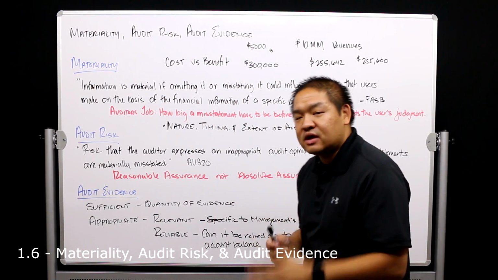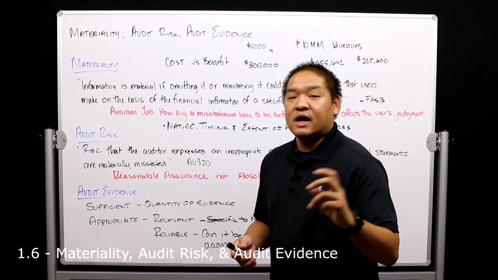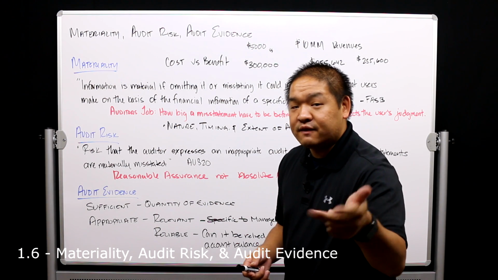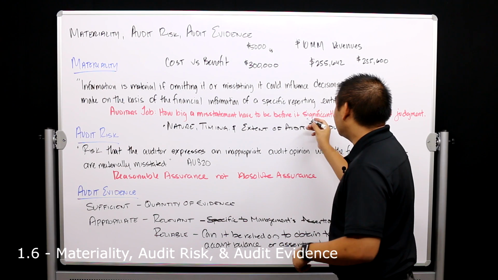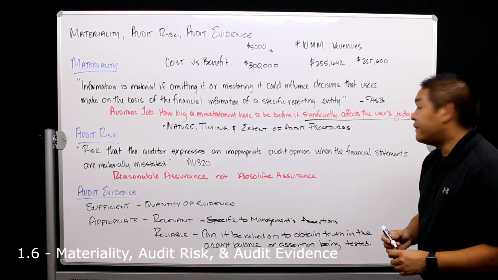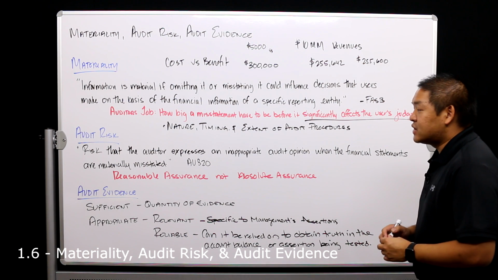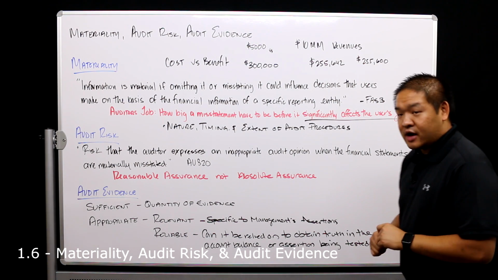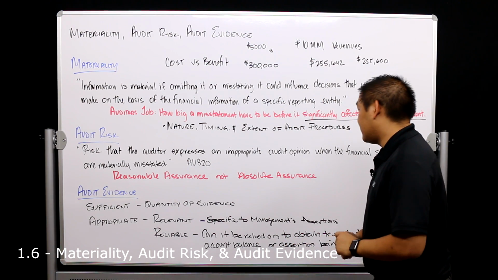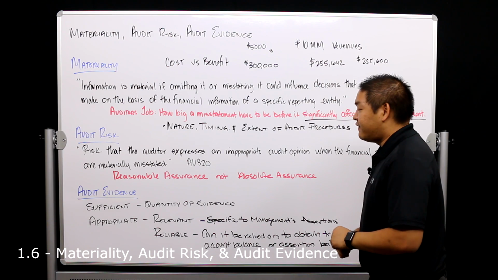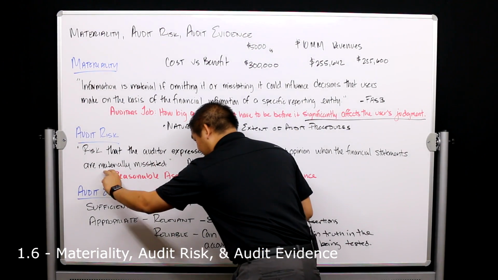And so these are the three things we have to think about. Materiality: how material is something? Think about the $100 for the college student versus the $100 for the millionaire. One would make a difference more than the other. That has to do with whether or not it would significantly affect the user's judgment in whatever decision they're trying to make. Secondly, we talked about audit risk, the risk that the auditor is going to give an inappropriate audit opinion when the financial statements are actually materially misstated. And that's the key word here, materially.